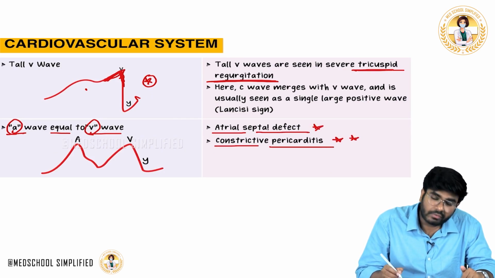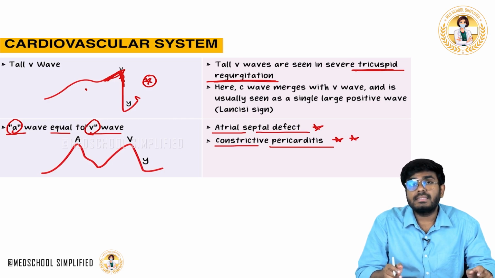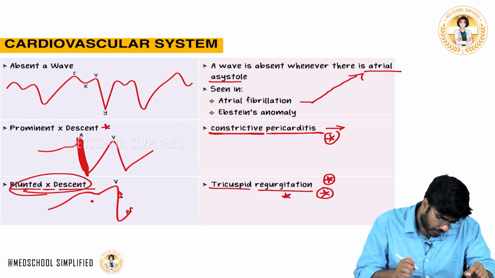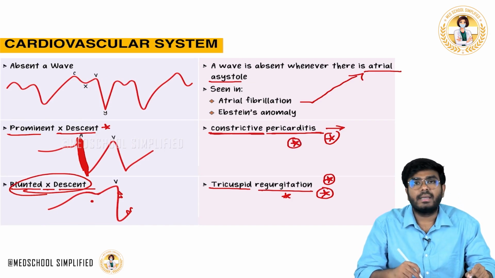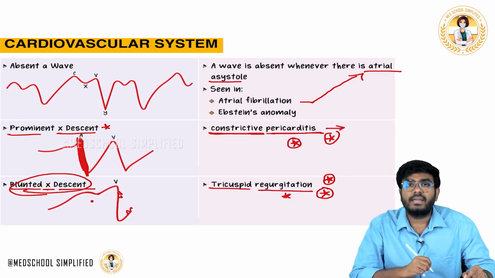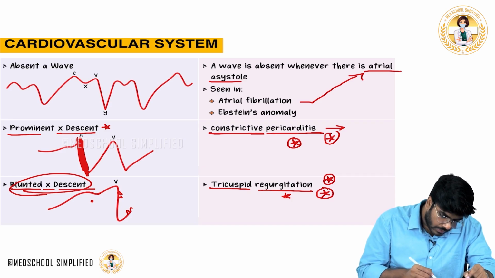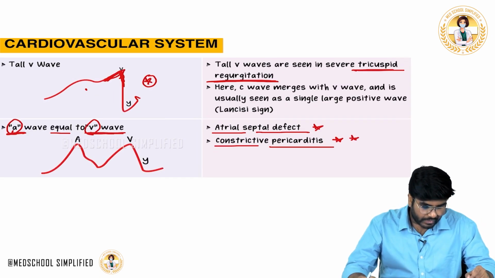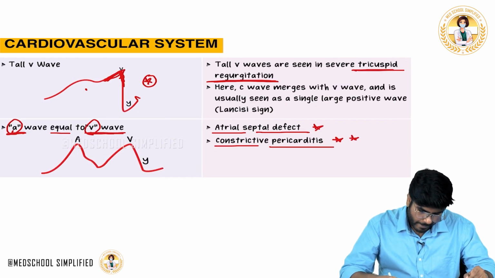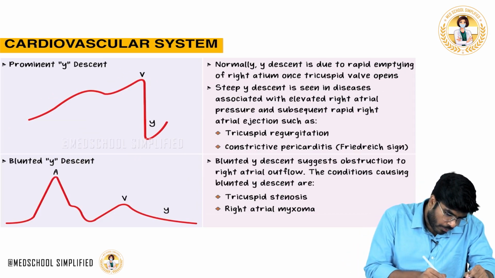Whenever you use the word constrictive pericarditis, what else you will see? There is prominent X descent. Don't forget, the prominent X descent is seen in constrictive pericarditis. As well as in constrictive pericarditis, you can have A wave which is equal to V wave. Now after this, again see prominent Y descent.